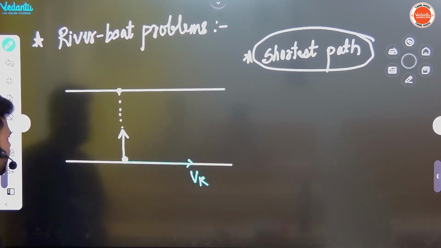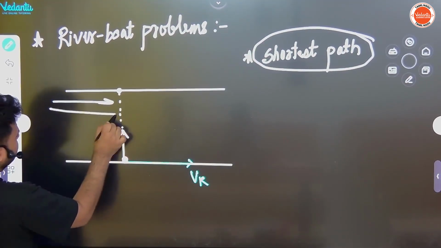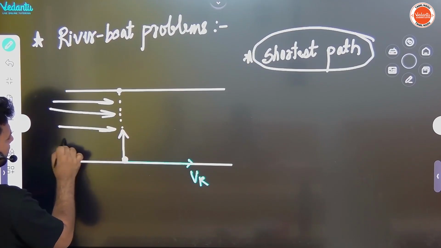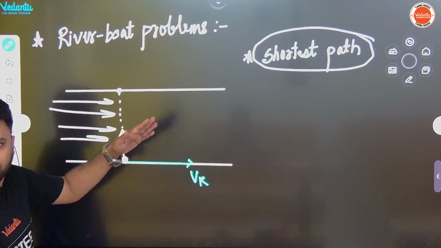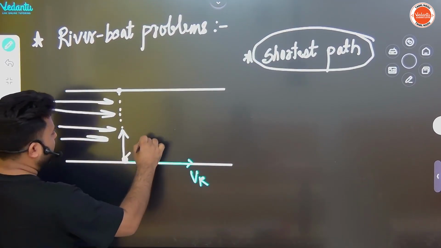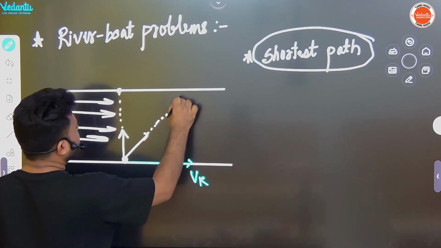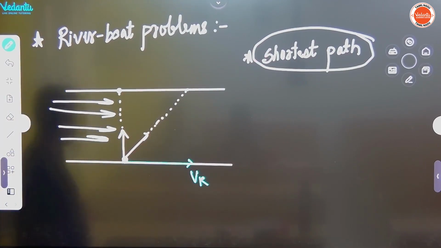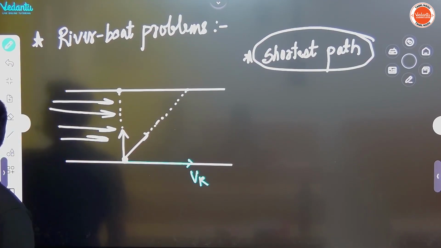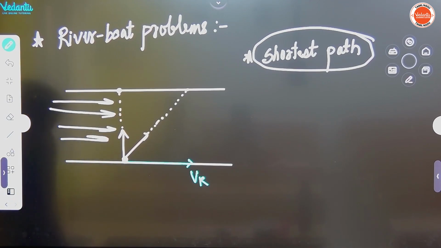No. Why not? See, river water is coming now with some speed, the velocity of river. So what will happen? It will tilt this. The man will follow basically this path and will reach here. You can understand? Suppose I am moving here and water is coming like this. So I will get tilted now and I will reach there. Understood?